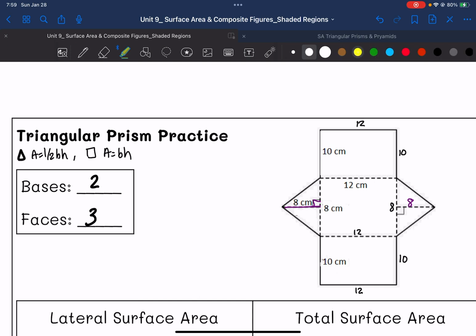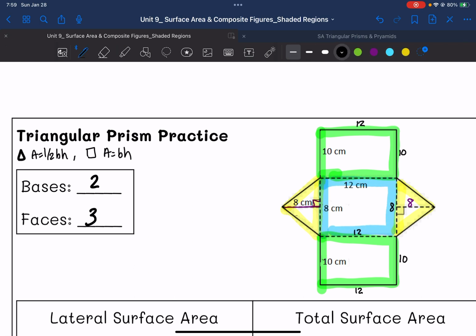Now, these are the bases, okay? And if I look at the top rectangle, it's a 10 by 12. The middle rectangle is an 8 by 12. It doesn't match that, but the bottom rectangle is also a 10 by 12. So we have 2 of those, and we have one that is 8 by 12, okay?